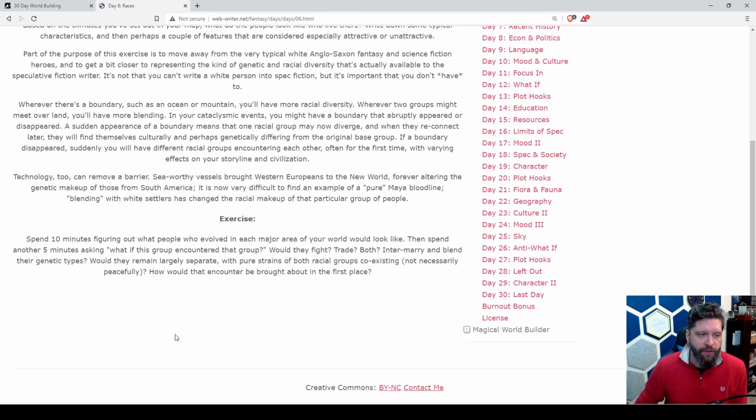So the exercise itself is to spend 10 minutes figuring out what people who evolved in each major area of your world would look like, and then spend another 5 minutes asking what if this group encountered that group, would they fight, trade, both, intermarry, blend, genetics, and things like that.